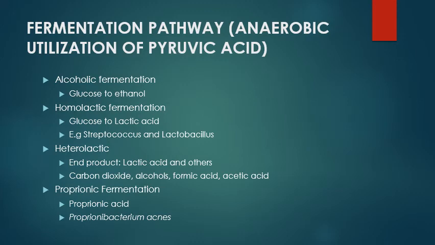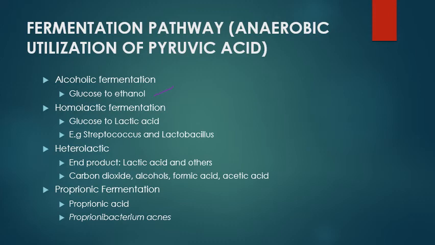Okay, next would be the fermentation pathway, or the anaerobic utilization of your pyruvic acid. So, kung kanina, yung ano natin would be in the aerobic utilization, this is the anaerobic utilization. So, glucose can be converted to ethanol, okay? So, yung mga ginagamit natin as isopropyl alcohol is actually done by the bacteria.